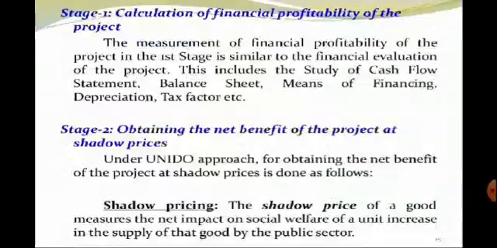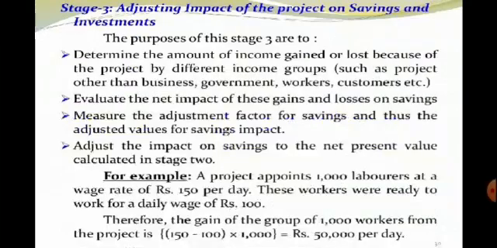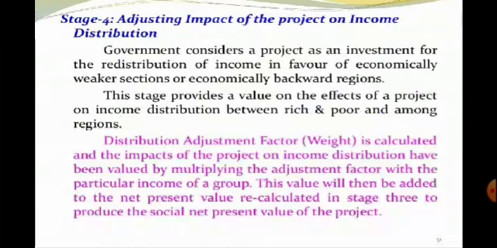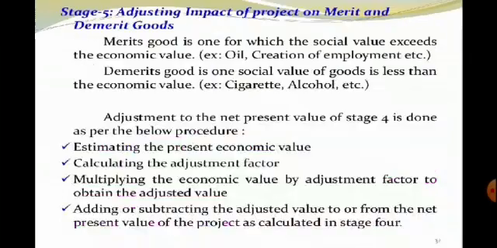Stage 1, calculation of financial profitability of the project. Stage 2, obtaining the net benefit of the project at shadow prices. Stage 3, adjusting the impact of the project on saving and investment. Stage 4, adjusting the impact of the project on income and distribution. Stage 5, adjusting the impact of the project on merit and demerit goods.